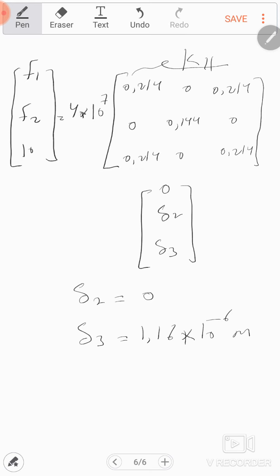So that's all for how we can solve or determine the displacement at any node for the 2D triangular elements. Thank you so much.